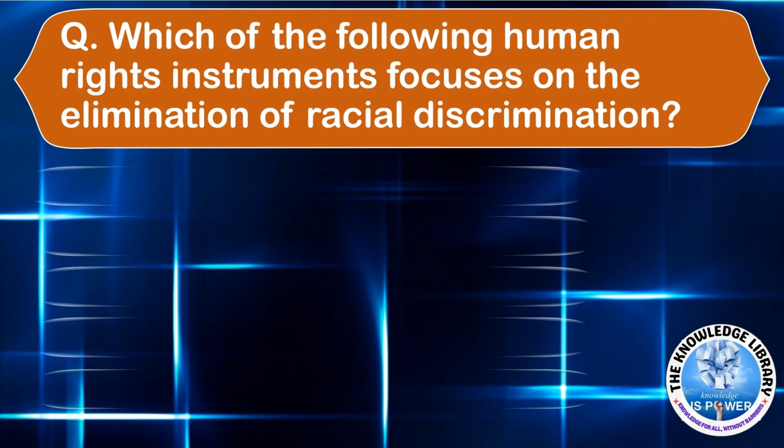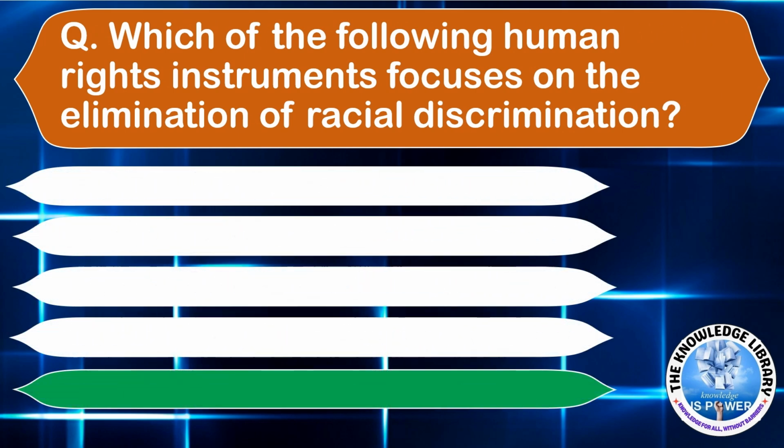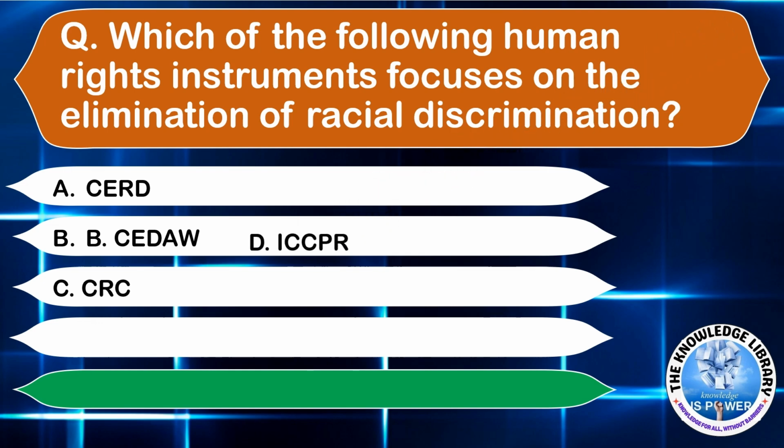Next question is, which of the following human rights instruments focuses on the elimination of racial discrimination? Option A, CERD. Option B, CEDAW. Option C, CRC. Option D, ICCPR. Correct answer is option A, CERD.